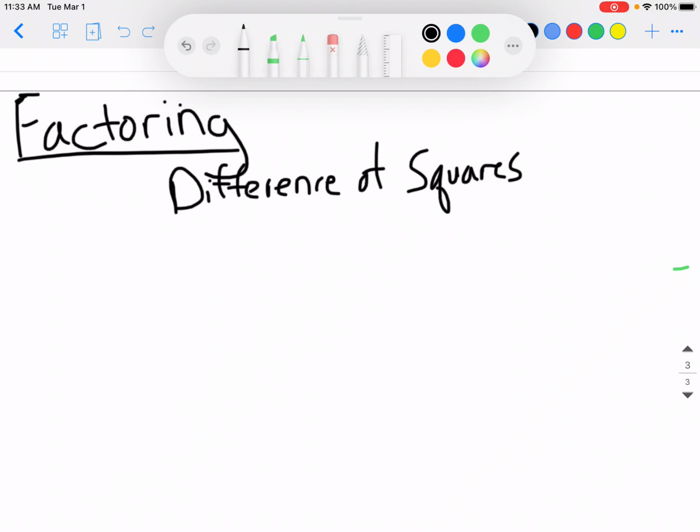Hello and welcome to this video where we're going to work on factoring. The goal of this one is to factor by doing the difference of squares. Now let's take a look at what these words mean. Difference means subtraction, and squares in math means something that can be written as x squared, or watch this, x in parentheses squared.